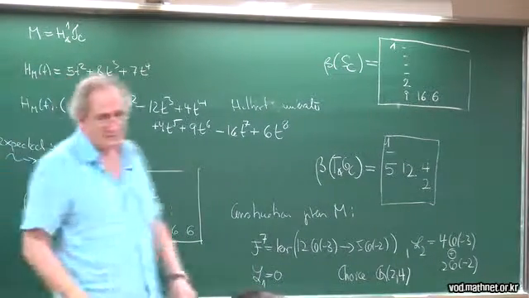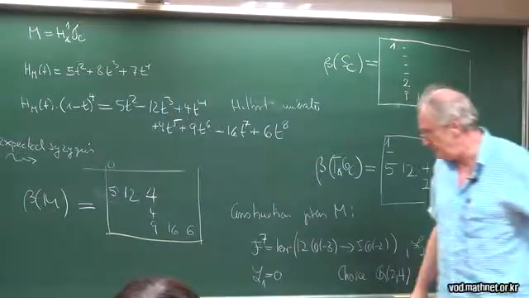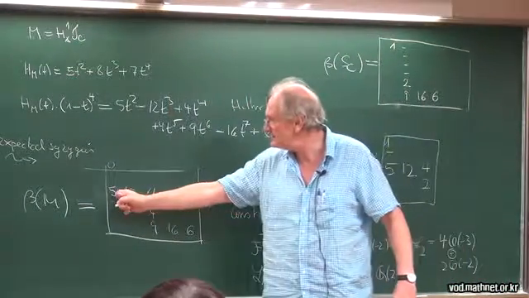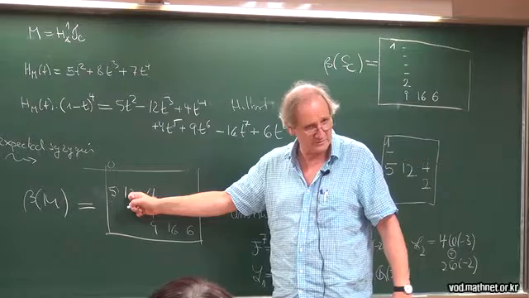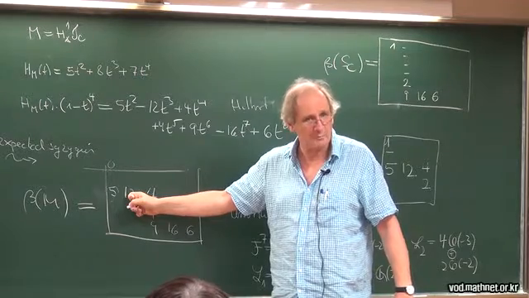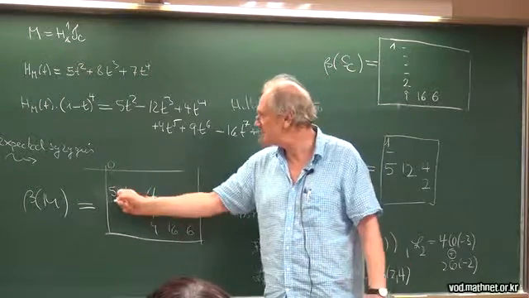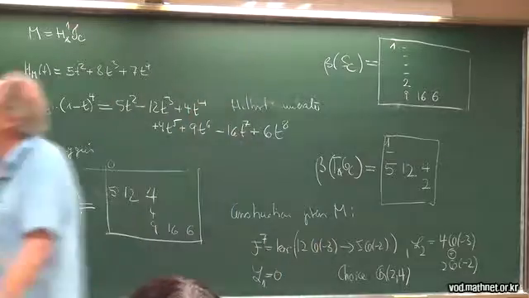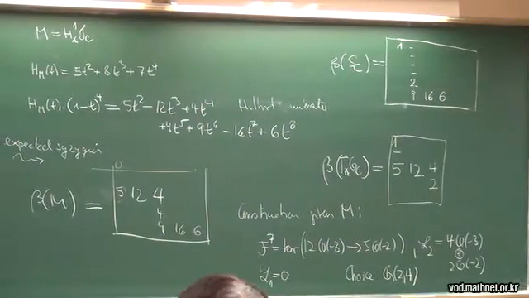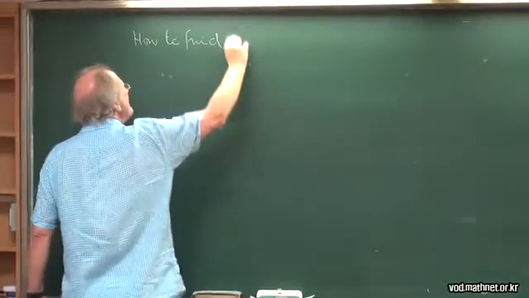The easiest way to specify a module would be to take a presentation matrix, a 5 by 12 presentation matrix, and I might ask what happens if I choose this matrix general. So the next step is how to find M.